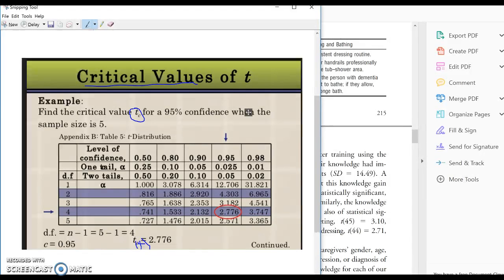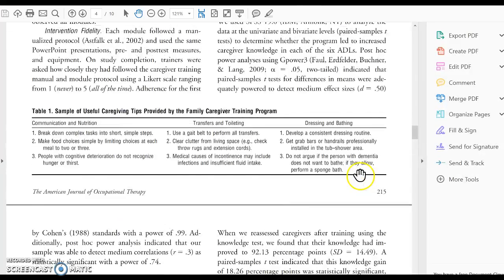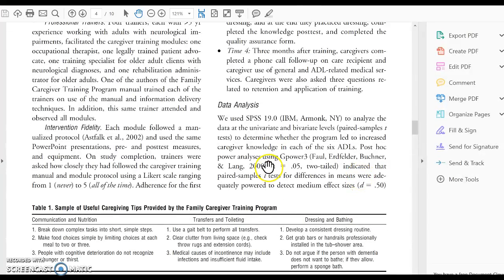This is an example of the actual chart that is available to determine critical values of t. Let me point out a few things for you. You have level of confidence. Generally what we focus on is the 0.95, which in this article, we do know that they are using an alpha level of 0.05. So we can expect that it's based off of a 0.95 confidence interval because the level of significance is 0.05.